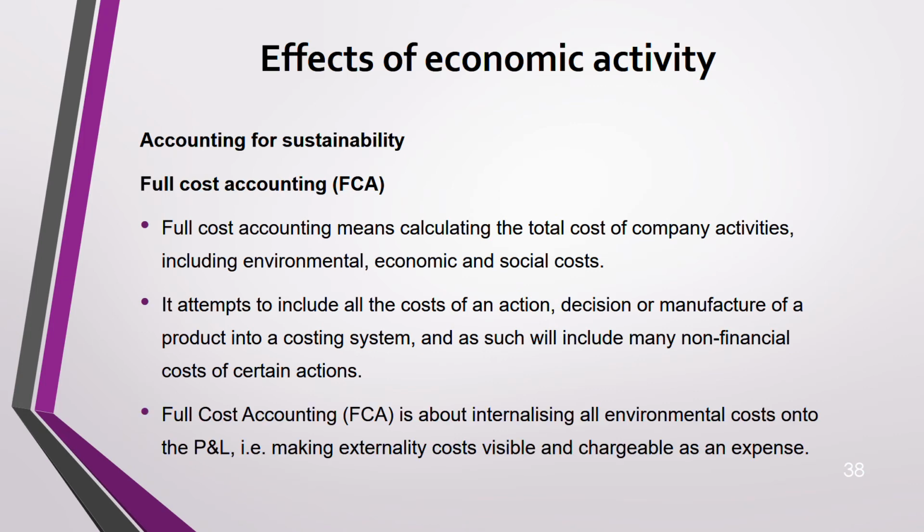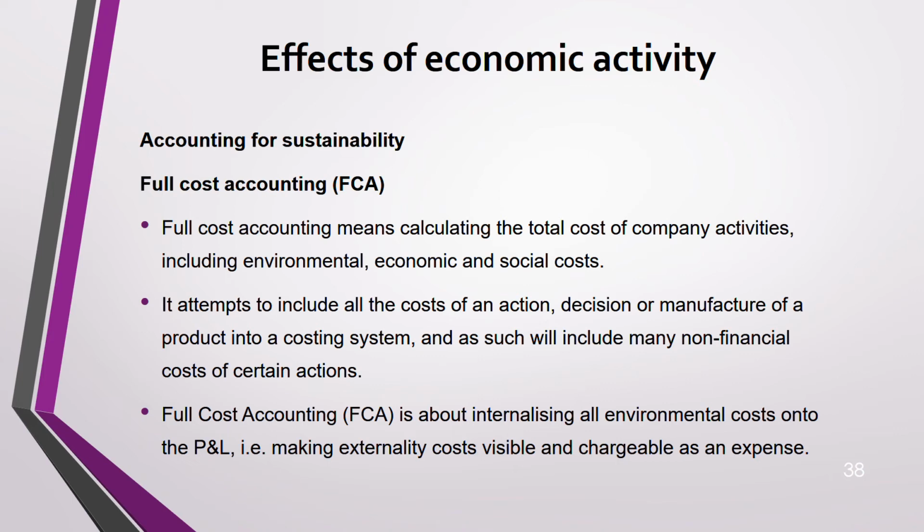This is about internalizing all environmental cost into the P&L. Earlier, which costs came in the P&L? Not environmental cost: administrative cost, finance cost, distribution cost. Now they are taking environmental cost also in the P&L account. That is known as full cost accounting. That means you are making externality cost visible and chargeable as an expense now.